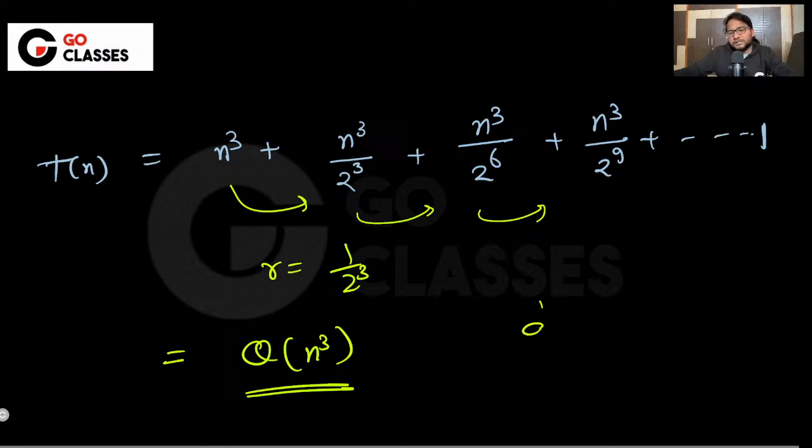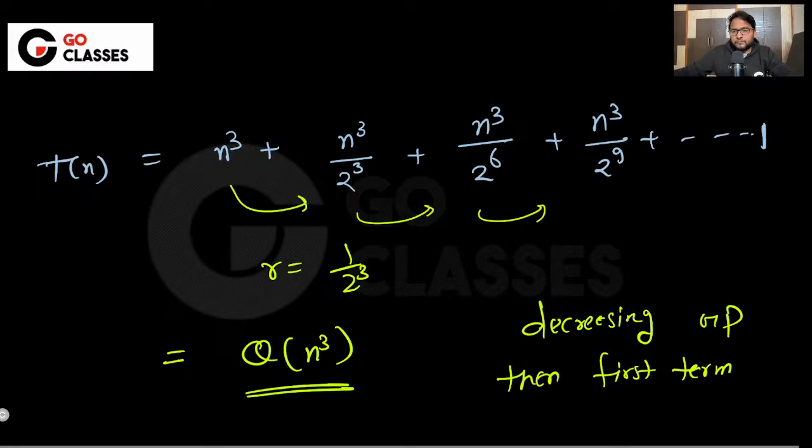See, it is a decreasing GP. If it is a decreasing GP, then the first term is the answer, right?